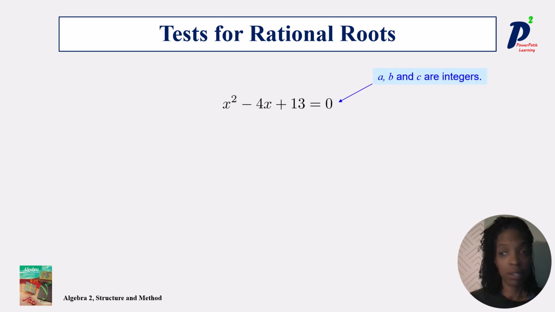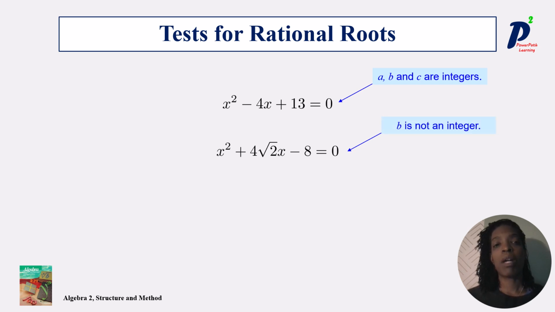For example, in the equation x squared minus 4x plus 13 equals 0, a, b, and c are integers, so this will have rational roots. Our second example, x squared plus 4 rad 2 times x minus 8 equals 0. Well, b can never be an integer in this case. It will not. We cannot say that it has rational roots.